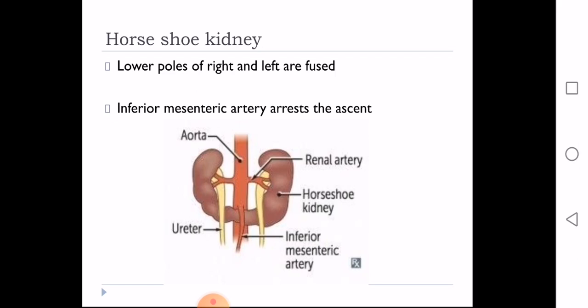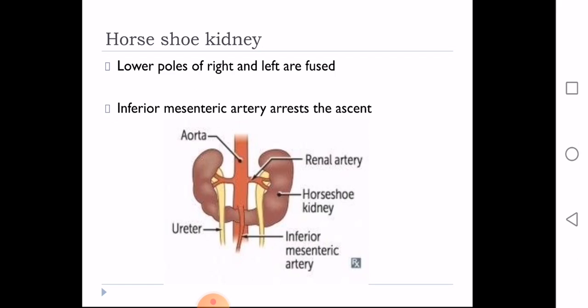Horseshoe kidney. Look at that diagram. In the horseshoe kidney, the lower poles of the kidneys are fused. The inferior poles are fused. Now, this kidney, just like your normal kidney, will start to ascend from the sacral to the thoracolumbar region. But when it reaches the origin of the inferior mesenteric artery, look at the diagram, the inferior mesenteric artery won't allow it to go up anymore.